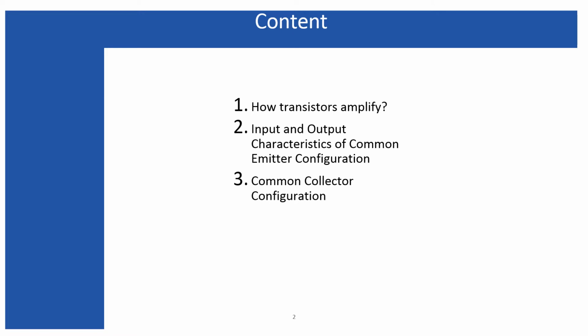Next is the input and output characteristics for the common emitter configuration. Like the common base configuration I discussed in my last lecture, I should discuss the similar configuration in this lecture also, because the common emitter is a widely used configuration for the bipolar junction transistor. So that is why I will discuss these things next. And the last one is the common collector configuration.